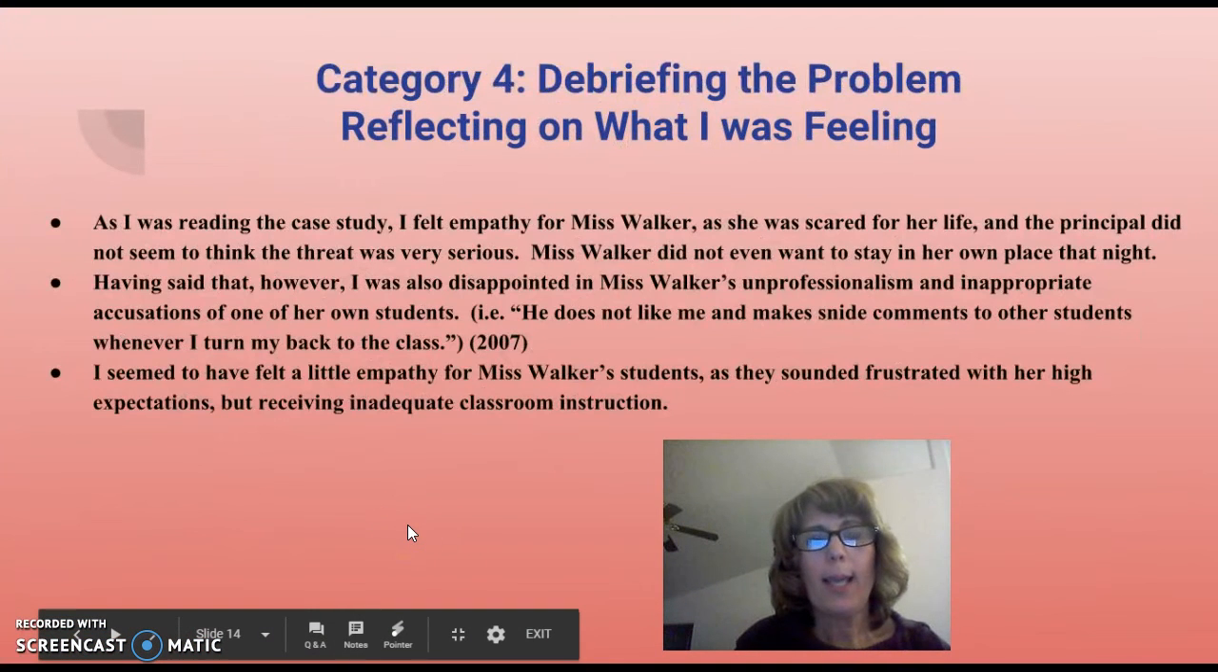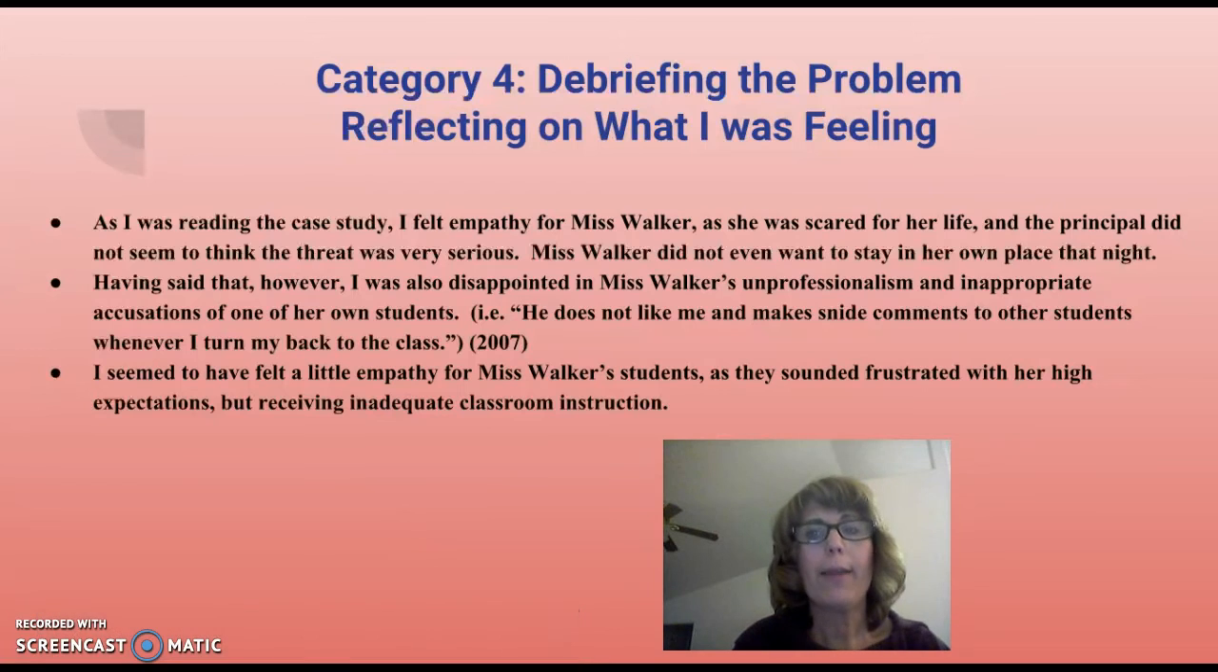As I was reading the case study, I felt empathy for Miss Walker. She was scared for her life, and the principal did not seem to think the threat was very serious. Having said that, however, I was also disappointed in Miss Walker's unprofessionalism and inappropriate accusations of one of her own students. I seem to have felt a little empathy for Miss Walker's students, as they sounded frustrated with her high expectations, but receiving inadequate classroom instruction.